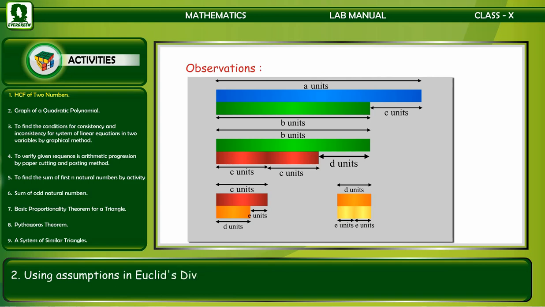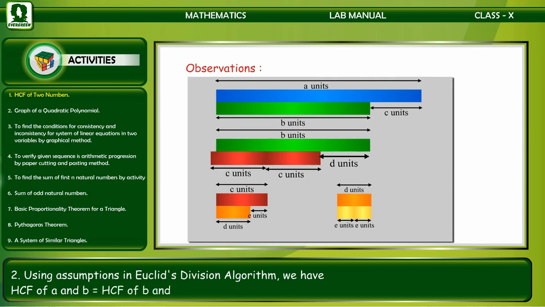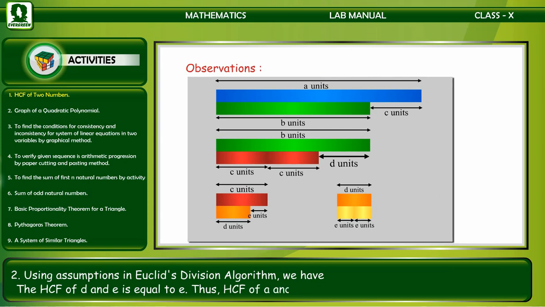Using assumptions in Euclid's division algorithm, we have HCF of A and B is equal to HCF of B and C is equal to HCF of C and D is equal to HCF of D and E. The HCF of D and E is equal to E. Look at the fourth observation above. Thus, HCF of A and B is E.